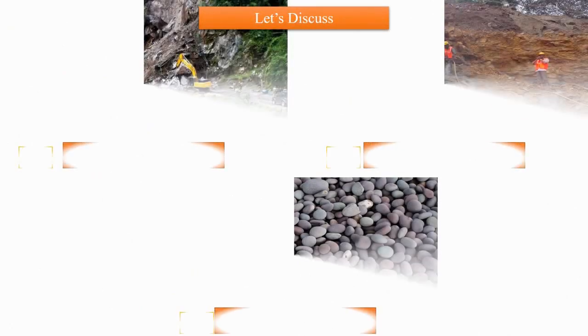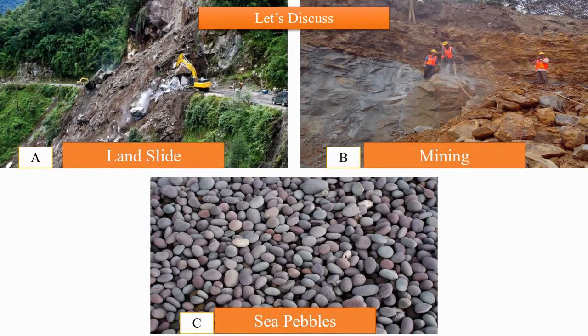Let's discuss these pictures in your books. You can see picture A. That is a landslide. A landslide is a movement of rock or soil slipping down due to rain, earthquake, or other factors that lead to this landslide. Landslide is a natural calamity.